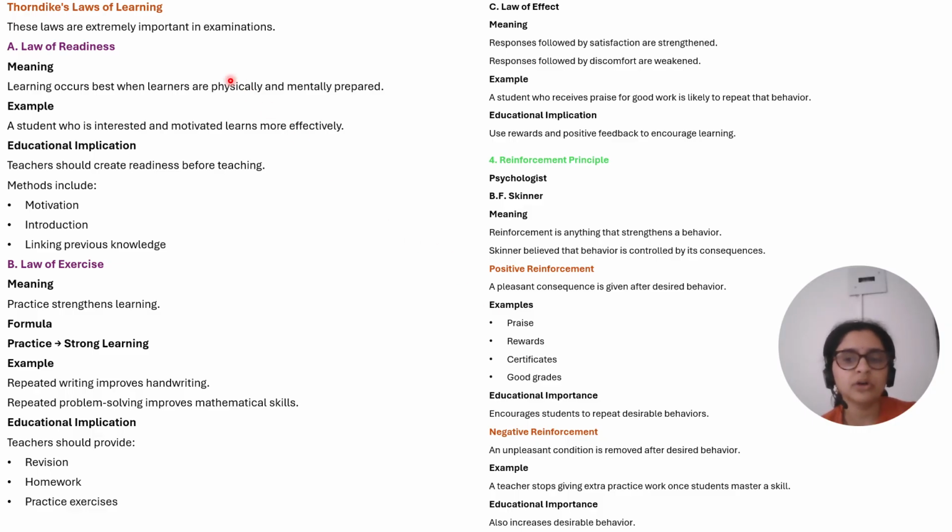Then, Thorndike's law of learning, law of readiness. That means learning occurs when the person, the student or the learner, is physically and mentally ready or prepared. If he is not ready, he will not be able to learn. A student who is interested and motivated will learn more effectively. That means the student is ready, so he will learn more effectively.